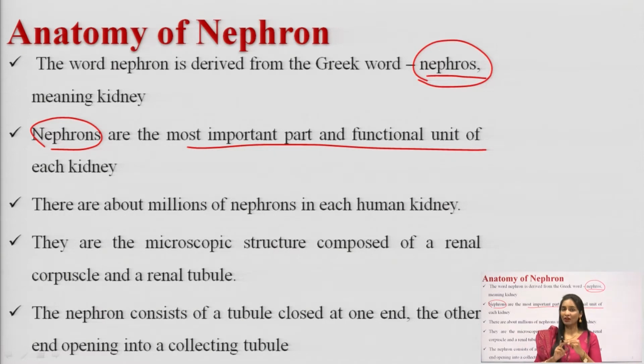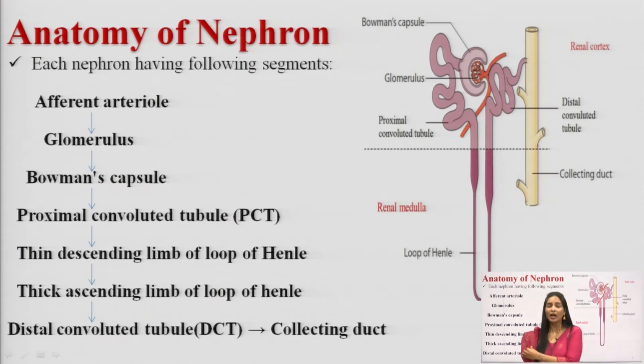To recap, the nephron is a structural and functional unit of any kidney, and its name is derived from the Greek word meaning kidney. We have more than 1 million nephrons in each kidney, composed of renal corpuscle and renal tubule. One end is closed and the opening is at the collecting duct. Now, let us look at the anatomy of the nephron.